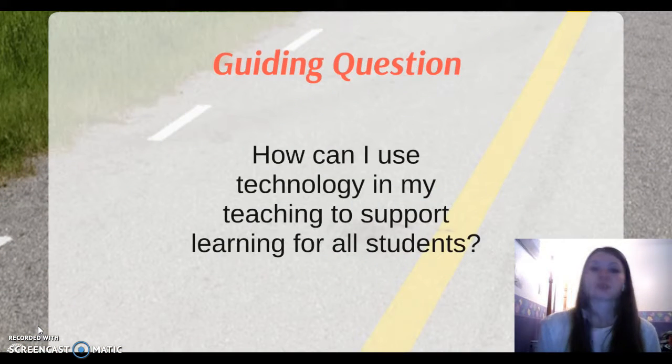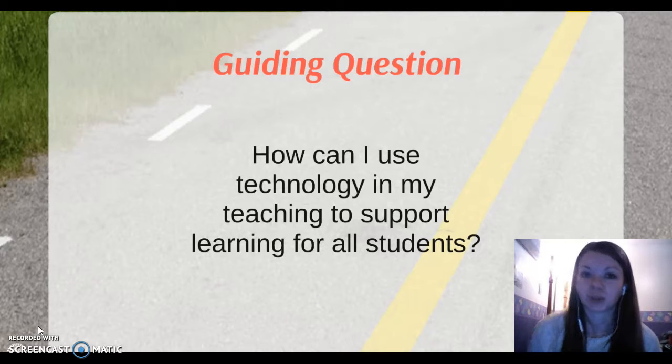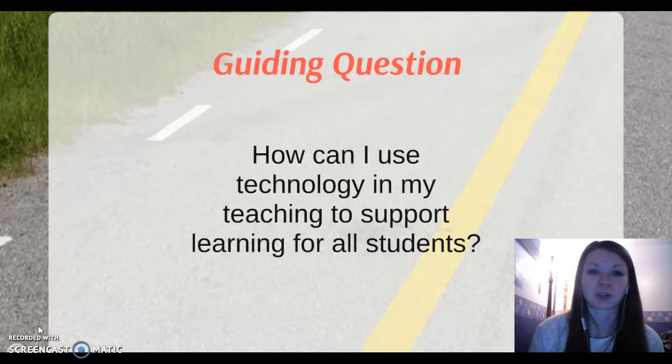So the guiding question for this course was, how can I use technology in my teaching to support learning for all students? And in this reflection, I'm hoping to touch on enough of my learning points to answer this question.